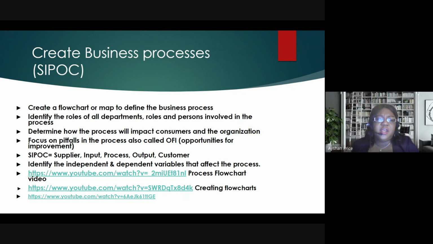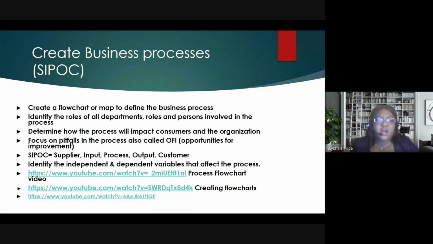Okay. And then output. What is the output that you get out of it? After you did all the inputs, you realize that this is the process it takes to get to the output. What is that final product, right? What is the final output? So if you're making a product, what is it going to look like at the end of it? If you're creating a service, what is it going to look like at the end of it?